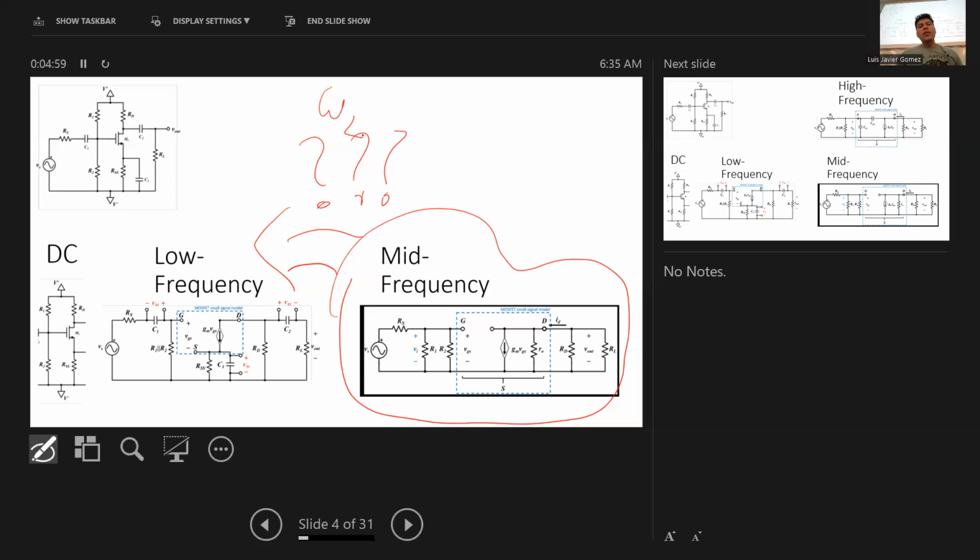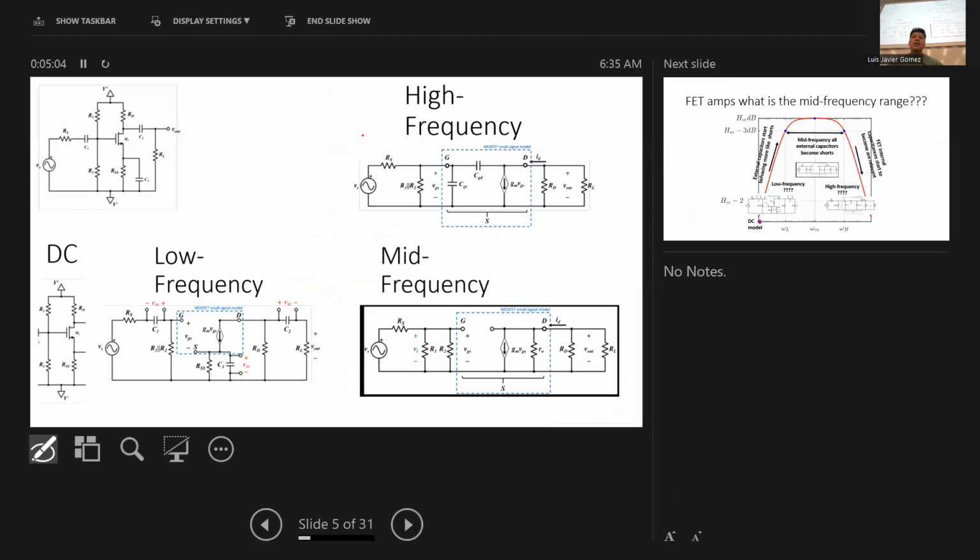Now, we haven't talked about this, and next lecture we're going to talk about it, but there's also a high frequency model. As it turns out, the MOS circuit itself has some internal capacitances associated with it. These capacitances are extremely, extremely small. They're on the order of picofarads to femtofarads, so 10 to the negative 12 to 10 to the negative 15. So they're very small internal capacitances of the MOS circuits. And we'll discuss these next lecture.